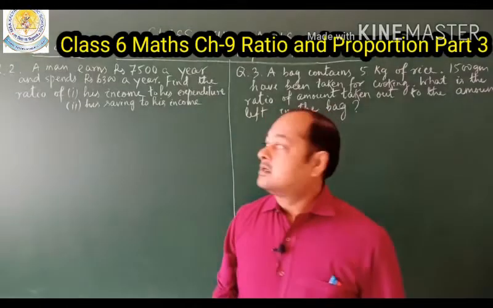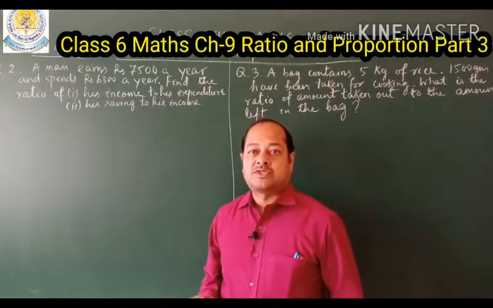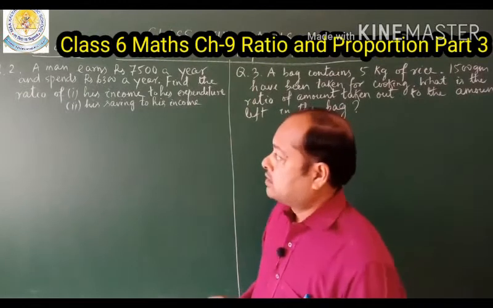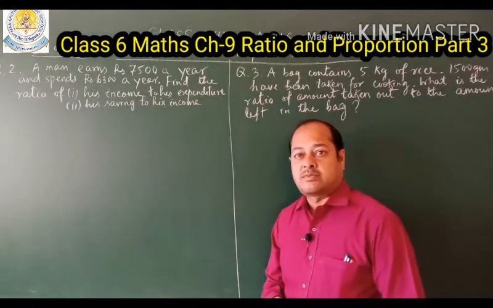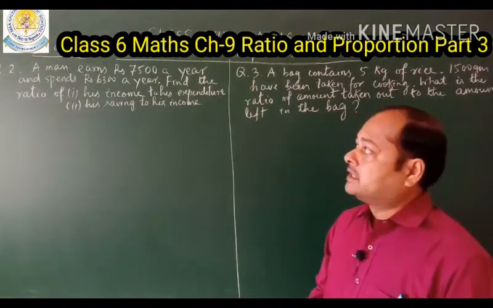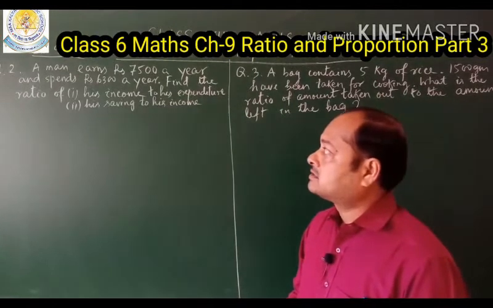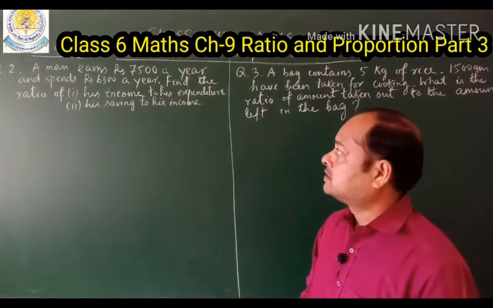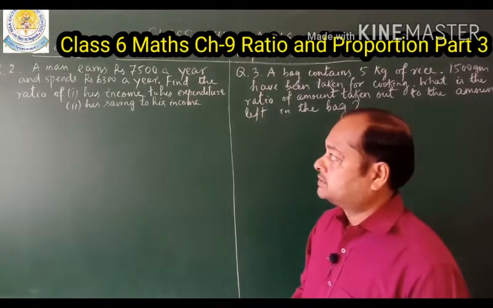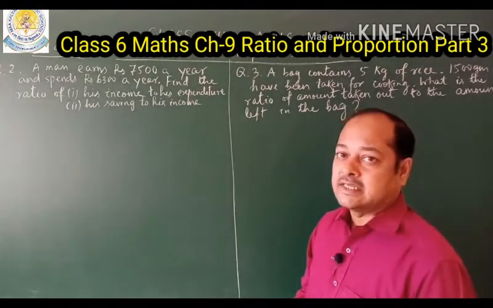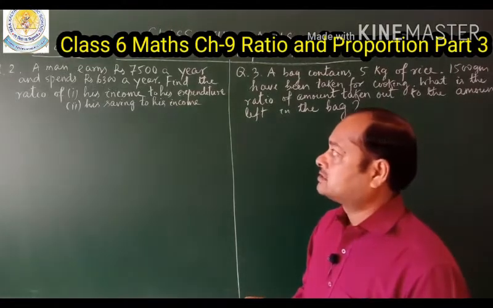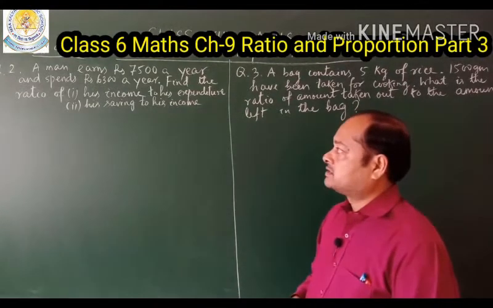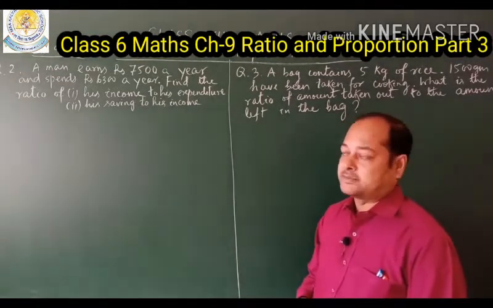Yes students, now we are going to solve question number 2 from the same exercise, that is 9A. Look at question number 2. It is a word problem or a story problem. It says that a man earns 7500 rupees per year. So earns means that is the income. So he earns 7500 rupees per year and spends rupees 6300 per year.